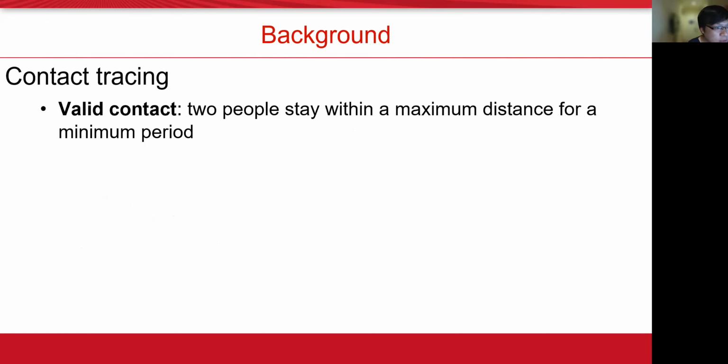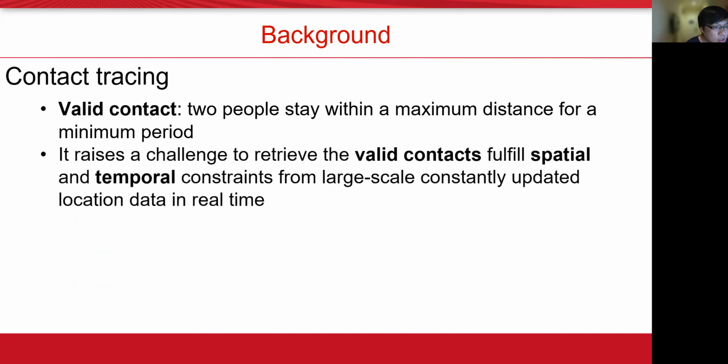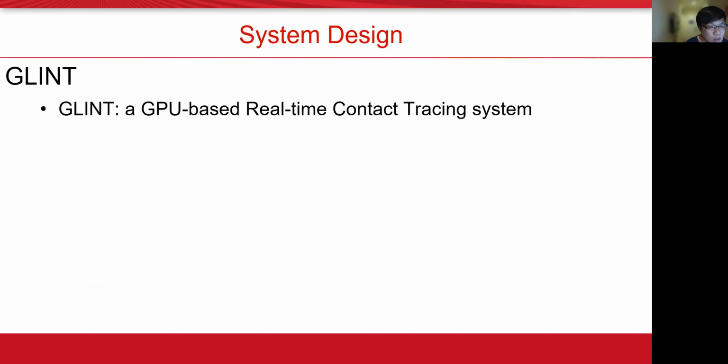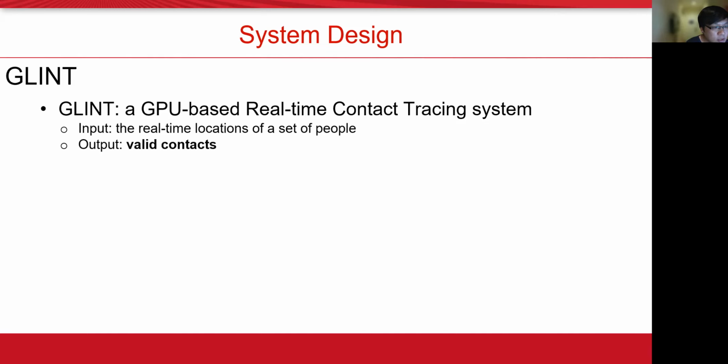So we define a valid contact as two people staying within the maximum distance for a minimum period. And it raises a challenge to retrieve the valid contacts for given spatial and temporal constraints from large-scale, constantly updated location data in real time. That is why we propose Glint, a GPU-based real-time contact tracing system. The input of Glint is the real-time locations of a set of people, and the output will be the valid contacts.